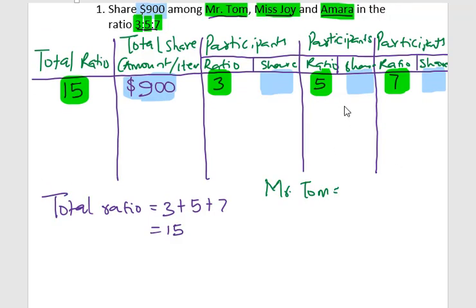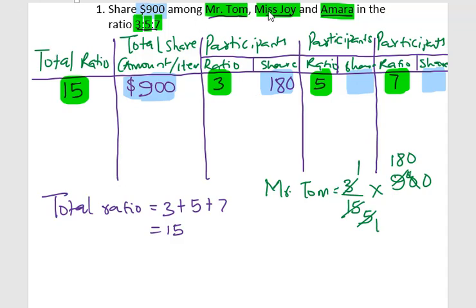To solve for Mr. Tom, we need to know his ratio. His ratio is 3. So 3 divided by total ratio, which is 15, then multiplied by total amount shared, which is 900. There are a couple of ways to do this. 3 can cancel out: 3 here is 1 and 15 here is 5. We can then say 5 into 9 is 1, remainder 4, then 5 into 40 is 8, then you take 1 up. That's 180. So we got Mr. Tom to be 180.